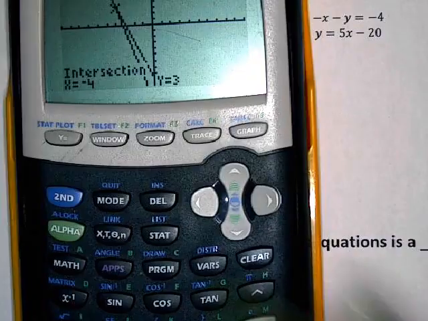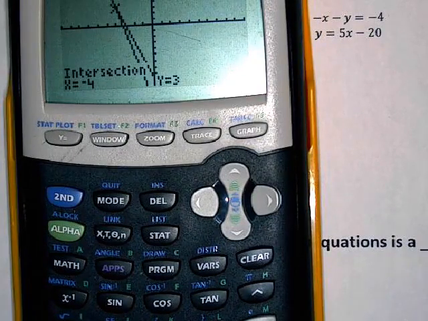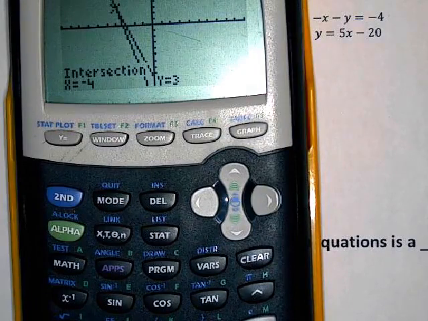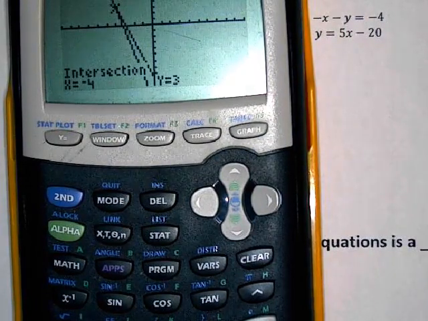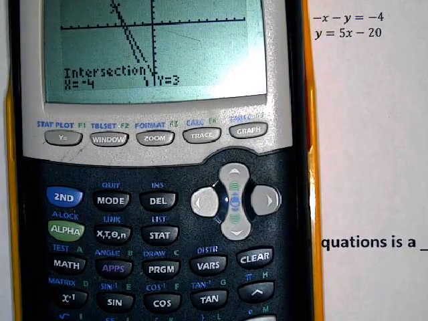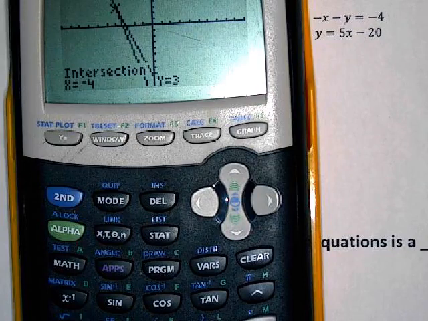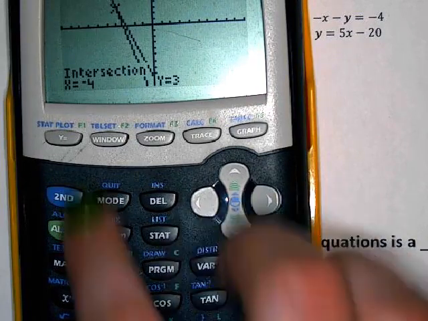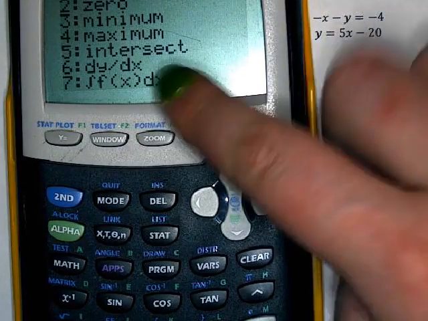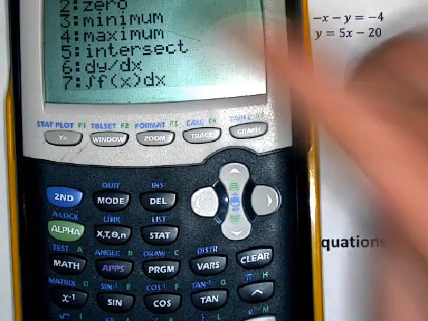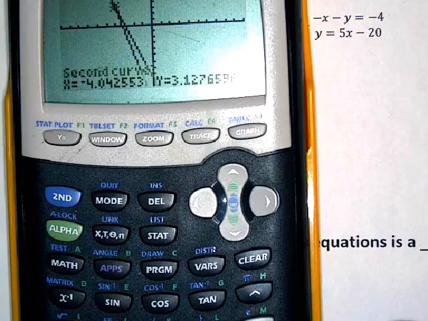It's a lot easier on Desmos, but you can't use Desmos in honors math classes after this. That's why I want to make sure we can use our calculators. Were you guys able to find it? I'll come look at yours after this. We good? So again, that was second trace, number 5, and I pressed enter, enter, enter. Okay, cool. Let's try the next one.